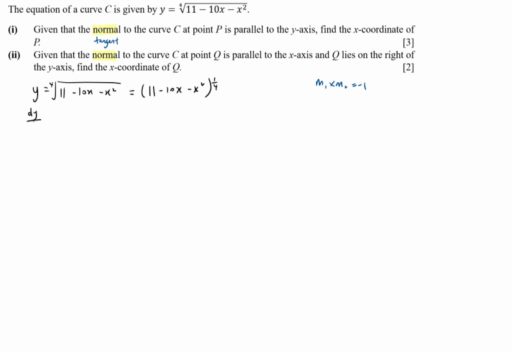So I'll perform my differentiation. The power 1 over 4 goes to the front as a coefficient, and I'll have (11 minus 10x minus x squared) to the power of negative 3 over 4. Now I will differentiate the expression inside. That will give me negative 10 minus 2x. Now, please simplify 1 over 4 and negative 10 minus 2x. For that, I will divide by 2, so that will be 5, and this will be 1.